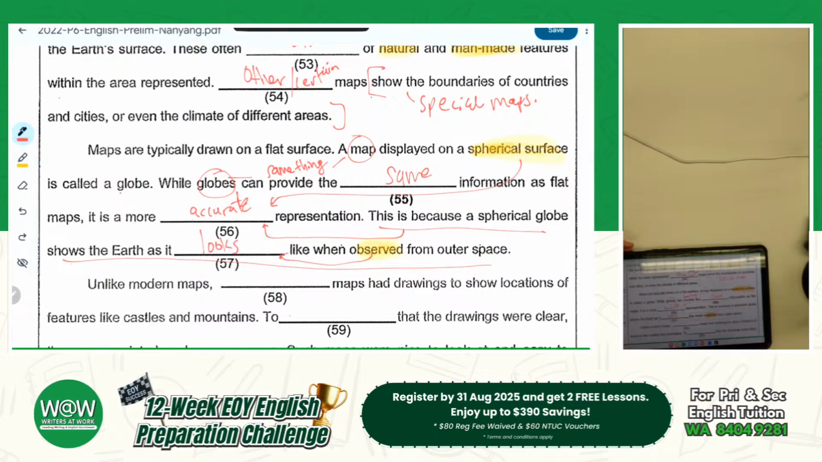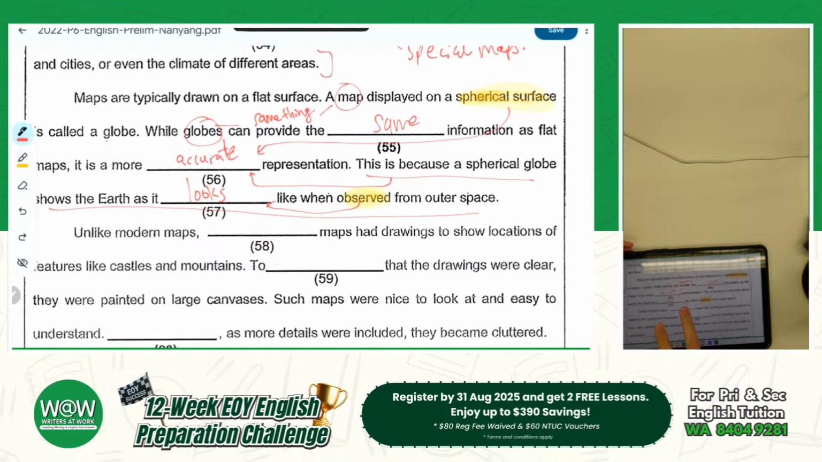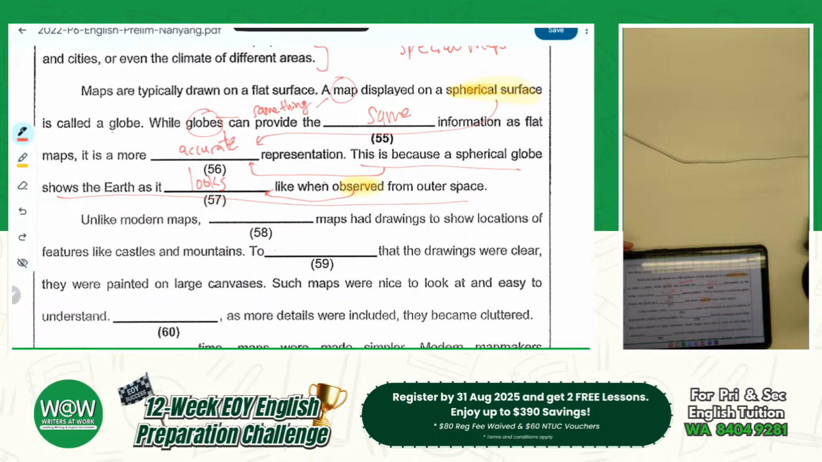Okay, very good. Unlike modern maps, dash maps had drawings to show locations of features like castles and mountains. Okay, so you can see that these two are very olden day things, right? So we will say early maps or old maps. Okay, to dash that the drawings were clear, they were painted on large canvases. So they had to make sure something is done here. So we'll say to ensure.